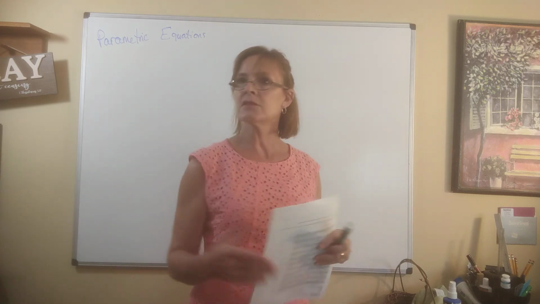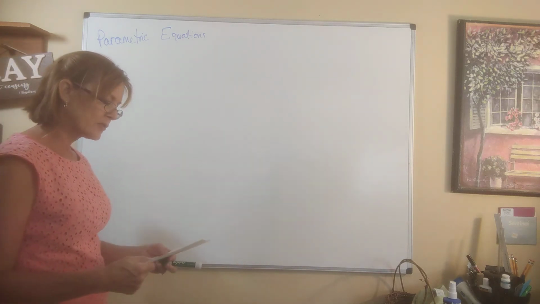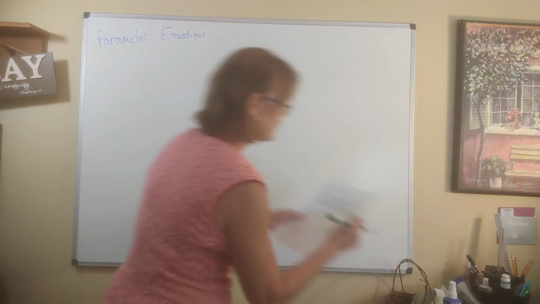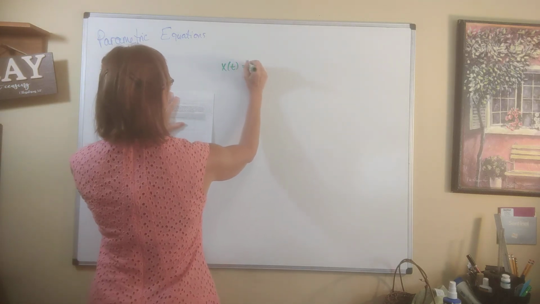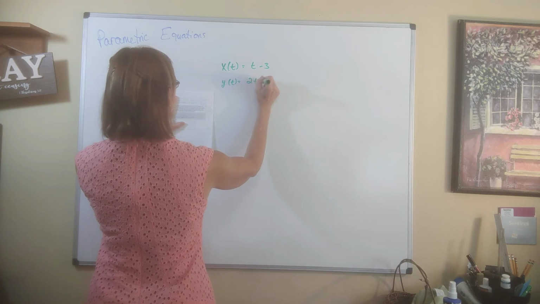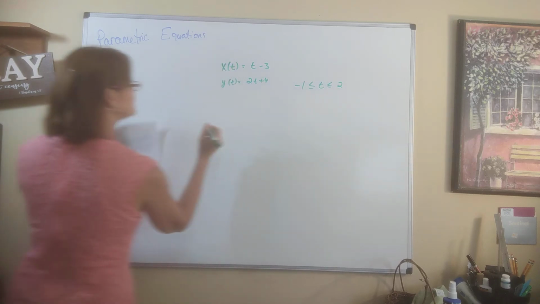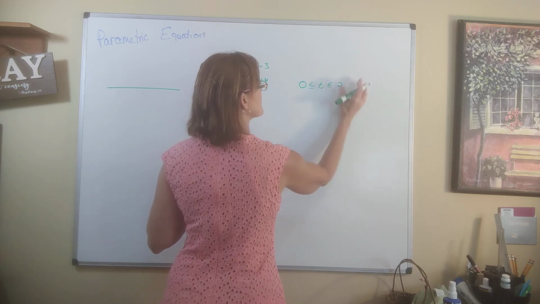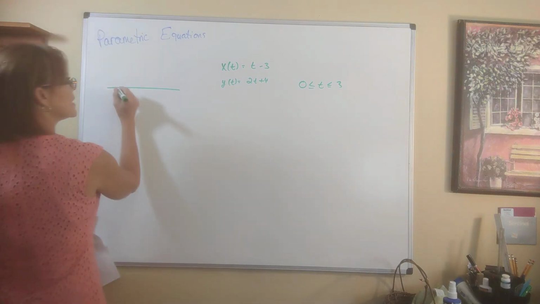So, for instance, here's the first example that will help us know about this. Construct a table of values and plot the parametric equations. X of t is t minus 3 and y of t is 2t plus 4, from -1 to 2. I'm going to do this from 0 to 3 because I want t to stand for time and I want to talk about positive time. So let's do this one.